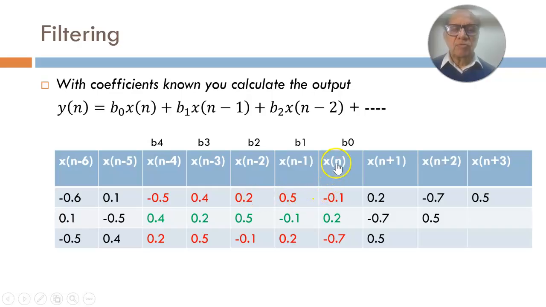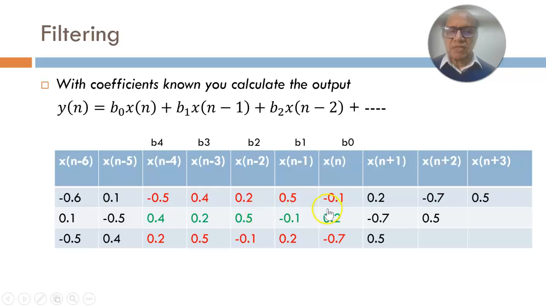So when you calculate the output for this value of n, what do you do? Multiply B0 by this value, then multiply B1 with this value, B2, B3 into this, B4 into this, and finally sum all these products. That is how you generate the output. Once this has been calculated, then what you do? You need the next value. So the next value is red, so the current value now becomes this. See, we have completed one calculation and now we are doing the next calculation. So this is the next value.